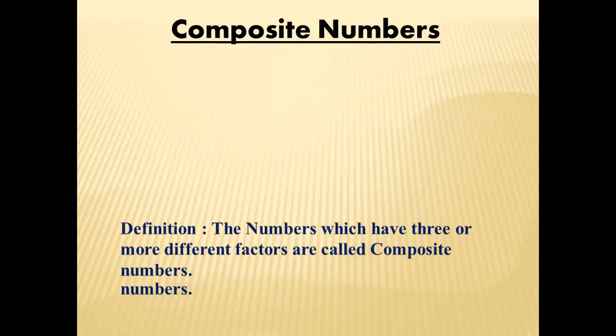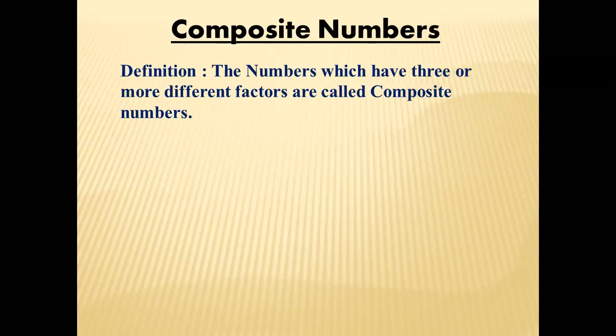The proper definition of composite numbers is: the numbers which have three or more different factors are called composite numbers. In prime numbers, how many factors do we have? Two different factors. So when we have more than two, like 3, 4, 5, 6, 7, 8, or maybe so many, these are called composite numbers.